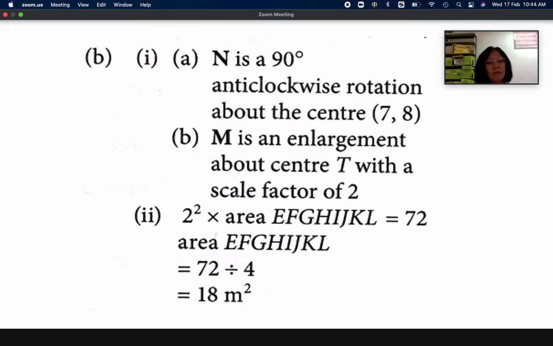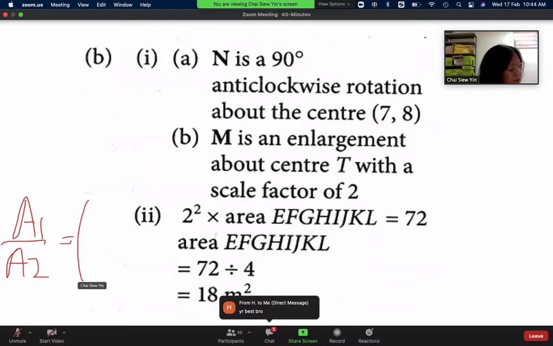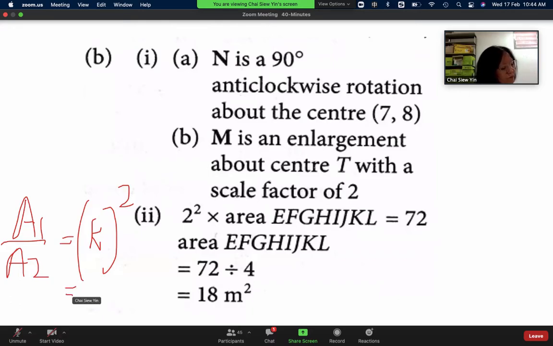So we use a formula for similar objects. If the two objects are similar, the ratio of the area, you just need to square the scale factor. Write it down for you. Using this formula, A1 over A2 is equal to scale factor to the power of 2. So in this case, the scale factor is 2. So it's 2 squared. So that's how you get the equation there.